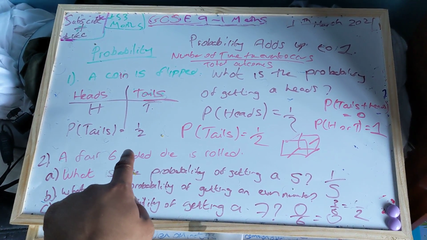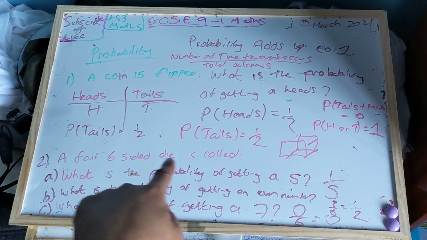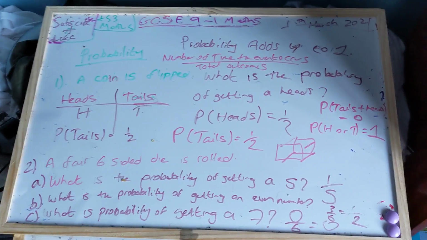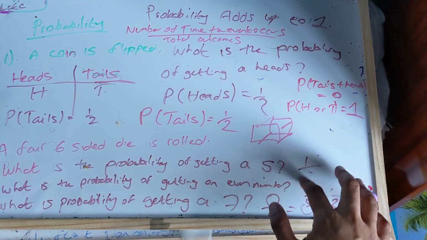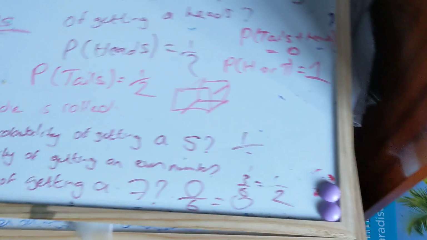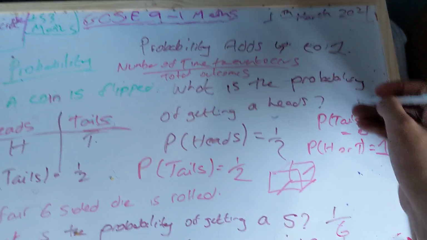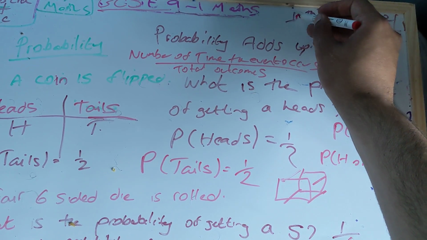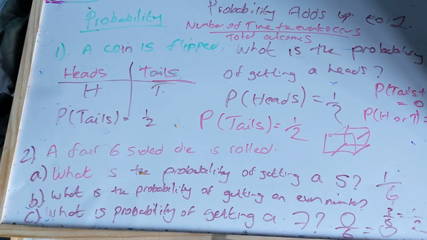Well, for a six-sided die, guys, we've got 1, 2, 3, 4, 5, and then we've got 6. So we've got 6 possible outcomes. So the answer should be 1 out of 6, sorry, and not 1 out of 5. I've made a mistake there, so let's just rectify that.